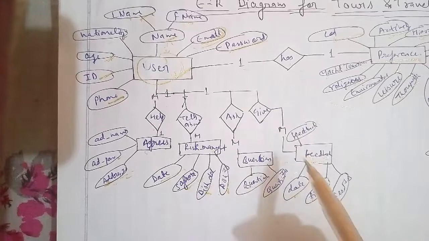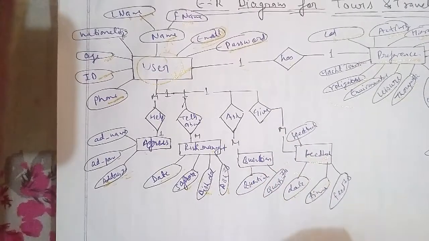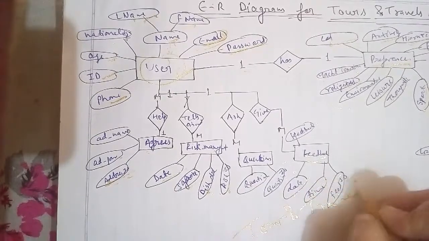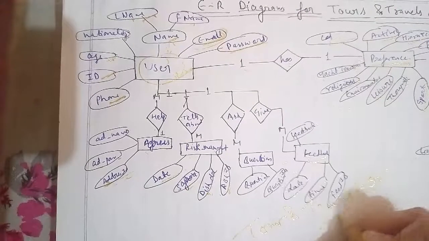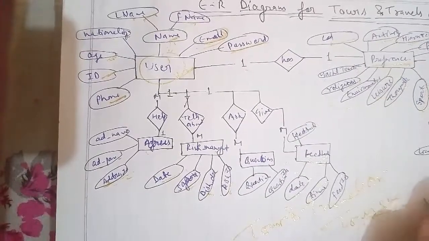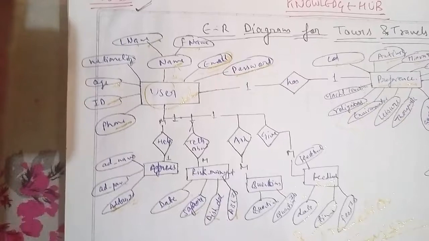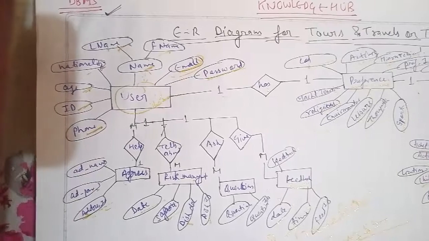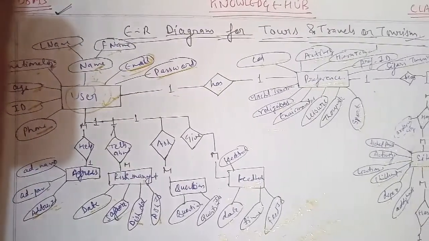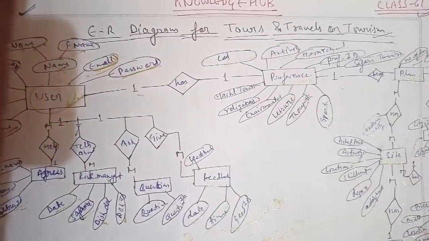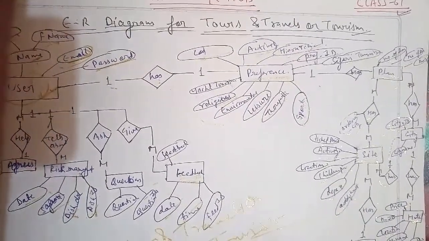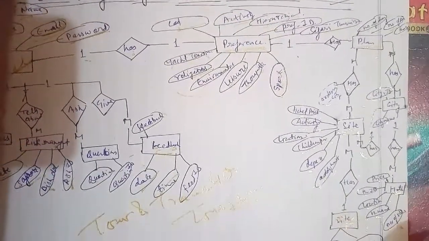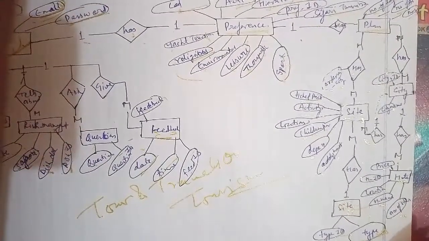So this is all about what we had discussed in terms of the ER diagram of tours and travels, or we can say tourism. I just rotated it from the start. You can draw it one by one. This is an ER diagram for tours and travels here. I hope you had drawn this.